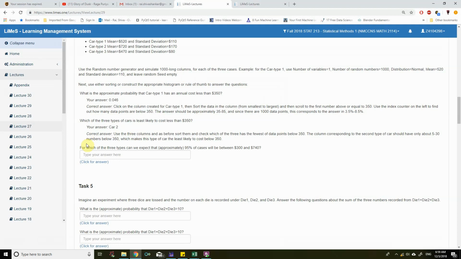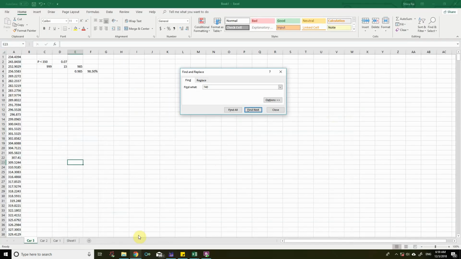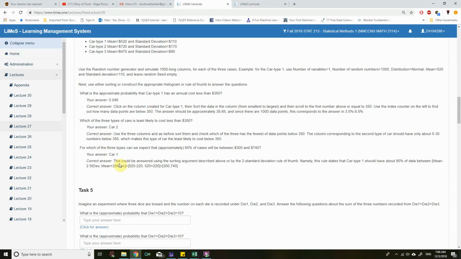So let's read the question. Which of the three types of car can we expect approximately 95% of the cases will be this one? So we would go for this one, 96.6%. So that's car 1. This could also be answered using the sorting argument described above, or by the 2 standard deviation rule of thumb. Namely, this rule states that car type 1 should have almost 95% of the data between mean minus 2 standard deviations and mean plus 2 standard deviations. So that's 740.